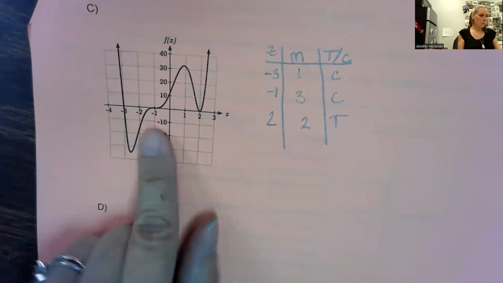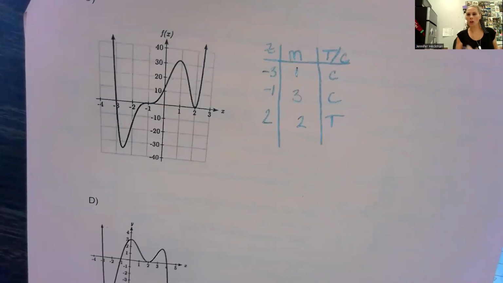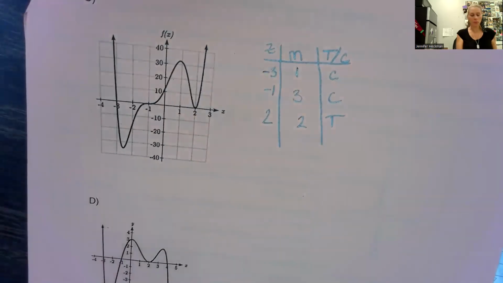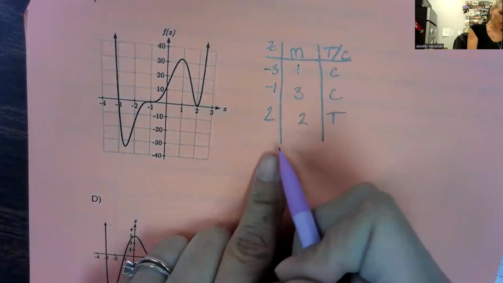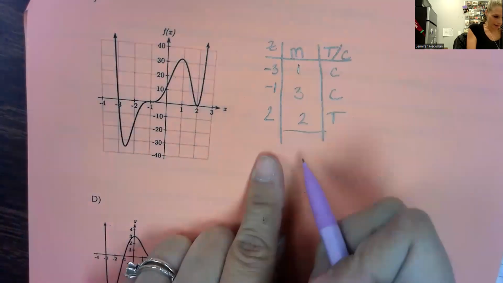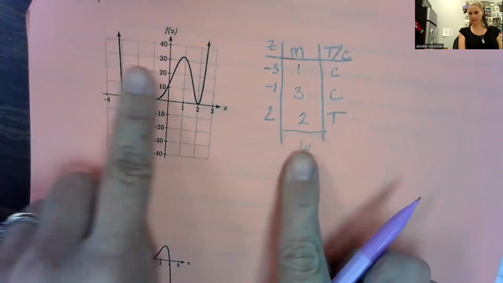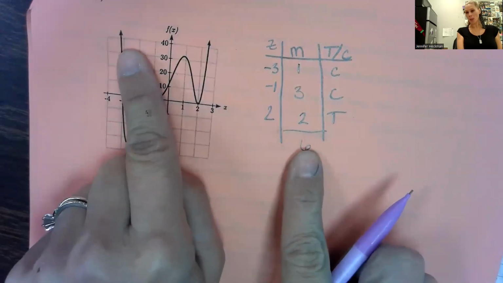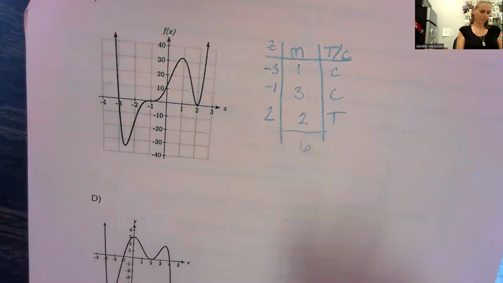Now, let's also make sure our end behavior matches up too. Remember, for end behavior we look at the degree, so we add all these up, and it's even. Does this look even? Yep, they're both going in the same direction.